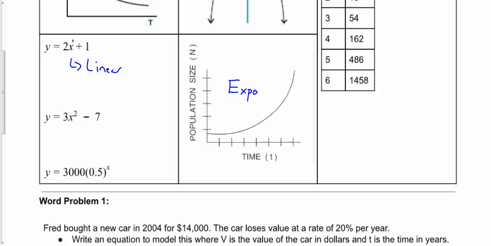Here, the highest exponent is 2. Whenever the highest exponent is a 2, that makes it a quadratic equation. And here, our highest exponent is actually a variable. Therefore, because it's a variable, that means that it's going to be an exponential equation. So exponential equations have variable exponents. For quadratic equations, the highest exponent in the equation is 2, and when the highest exponent in an equation is 1, that makes it a linear equation.